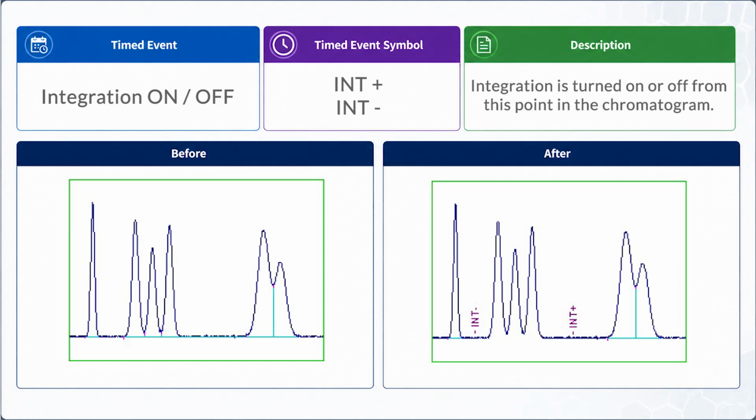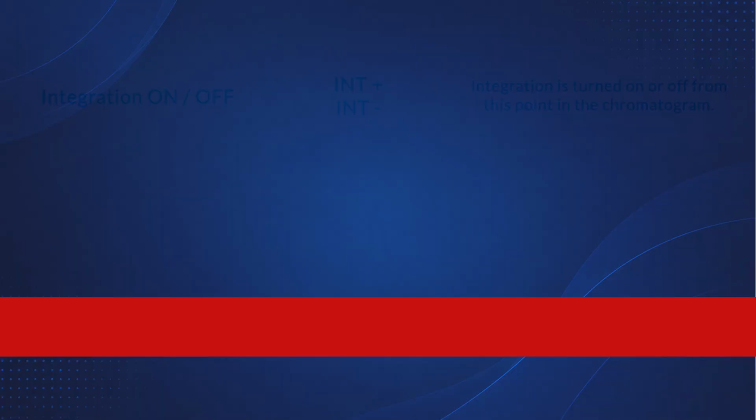For example, if the early part of a run contains solvent disturbance, injection disturbance, or a region that should not produce integrated peaks, INT minus can be used to turn integration off. INT plus can then be used later in the chromatogram to turn integration back on. This allows the method to focus integration only on the region of the chromatogram that matters.